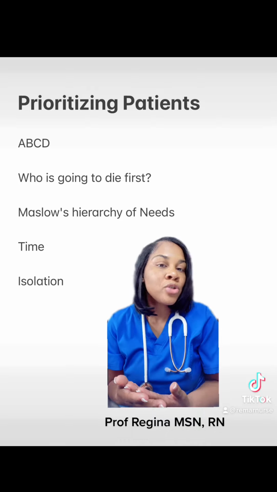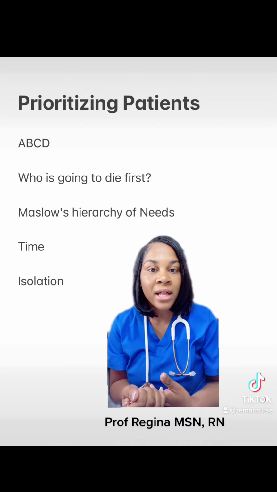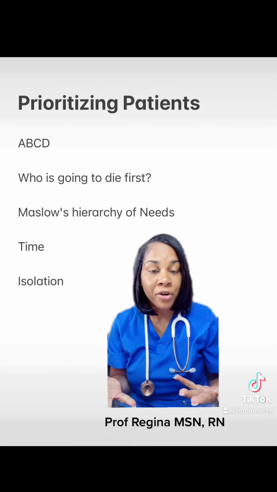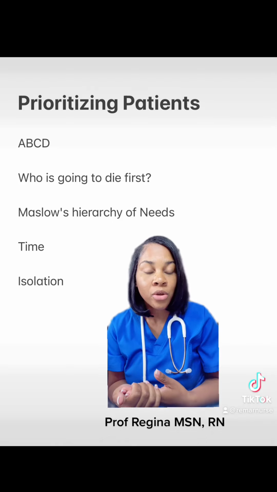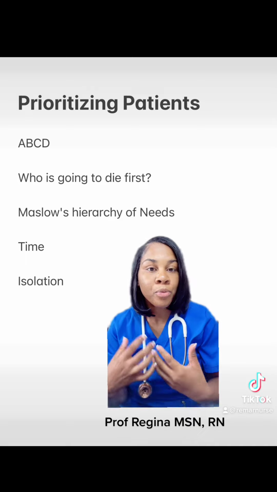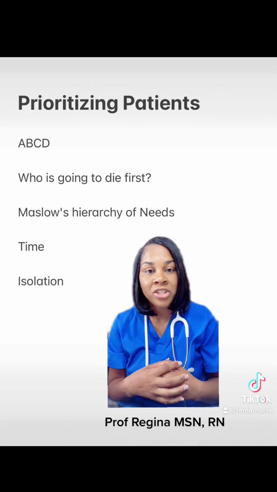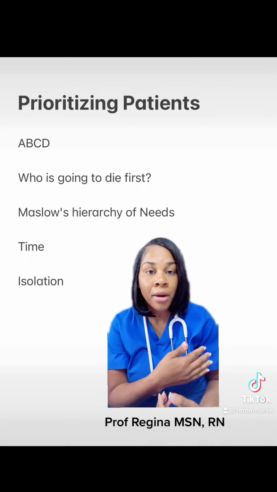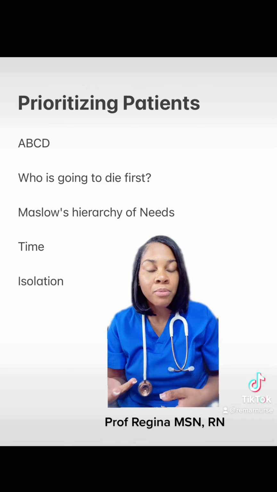The second way to approach a prioritization question for NCLEX is literally who's going to die first. So if you have a patient who has breathing difficulties, or you have a patient that has a gunshot wound to the arm, who's going to die first? The patient with the breathing problems.